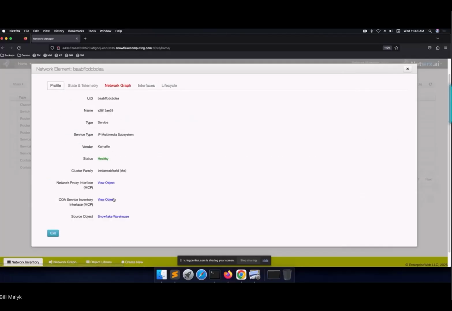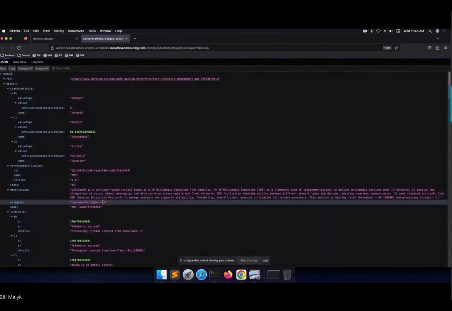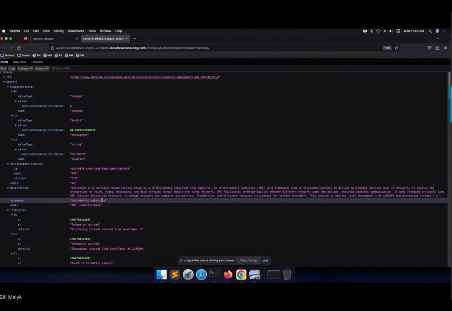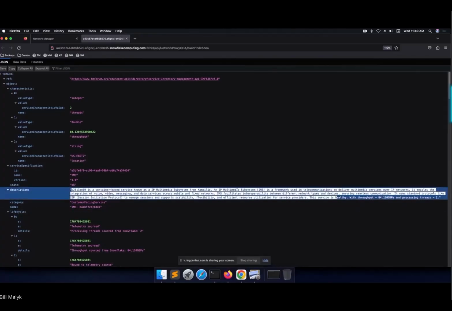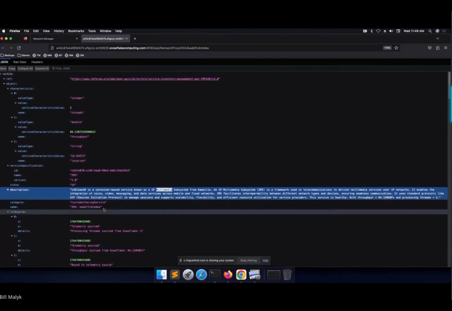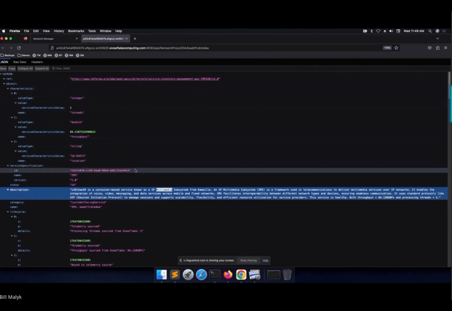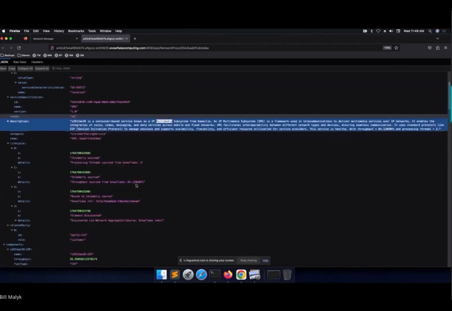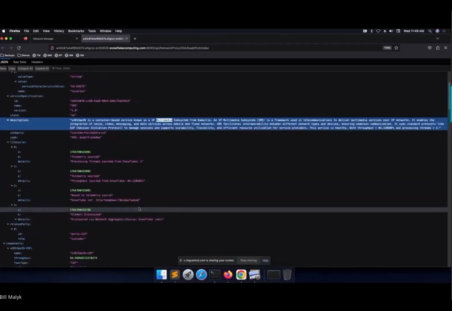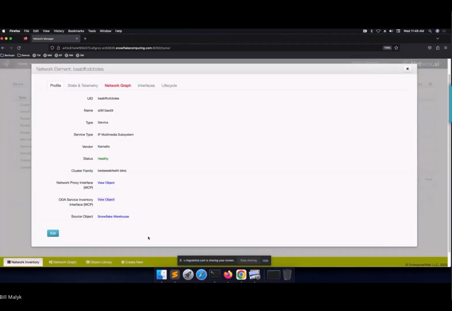I could look at it through an ODA MCP lens, which is how the agent is going to look at it. So for this service, with a click, you can see in half a second, really a split second, it put together all the context around this service so that an agent could reason about it. A full description, container-based service, and what an IMS is, all the service characteristics and TM Forum terms, all the TM Forum references, life cycles, component details, basically anything an agent might want to know about the service, and it extends across all those elements.